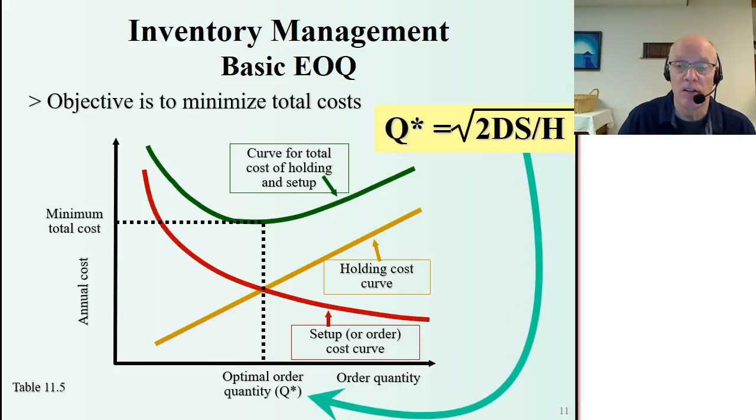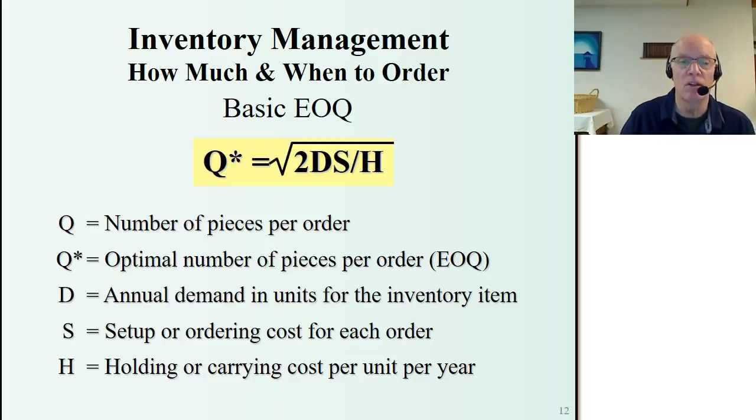And there's your equation. So this number Q* is equal to the square root of 2DS divided by H. You can see this in the book in table 11.5, and there's a lot more detail in the book on the equation. So what's the definition of those elements of the equation? Q is the number of pieces per order. Q star is the EOQ, that's the number you should be buying. D is annual demand in units, so if I need 1,000 pieces a year, D would be 1,000. S is the setup cost for each order. H is the holding or carrying cost per unit per year. So it gives you an idea of all those costs.